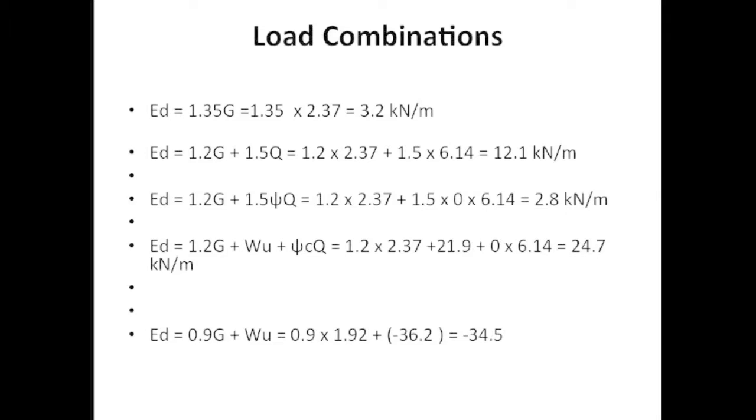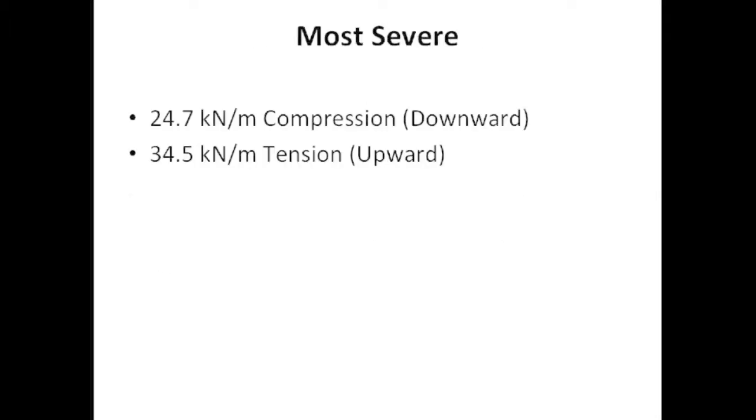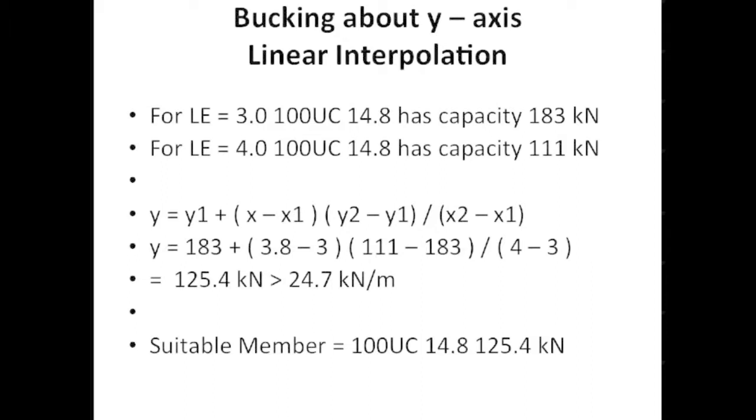We then get our load combinations, adding all of them together. We then get our most severe loads. Our most severe is 24.7 for compression and 34.5 for our tension.